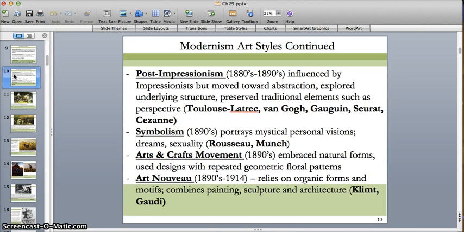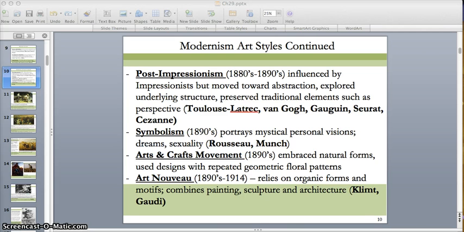They also preserved traditional elements such as perspective, and you'll see that in some of Van Gogh's paintings. And then as far as the post-impressionists, you really need to remember the Fab Four: Vincent van Gogh, Paul Gauguin, Georges Seurat, and Paul Cézanne. So just keep those four in mind.